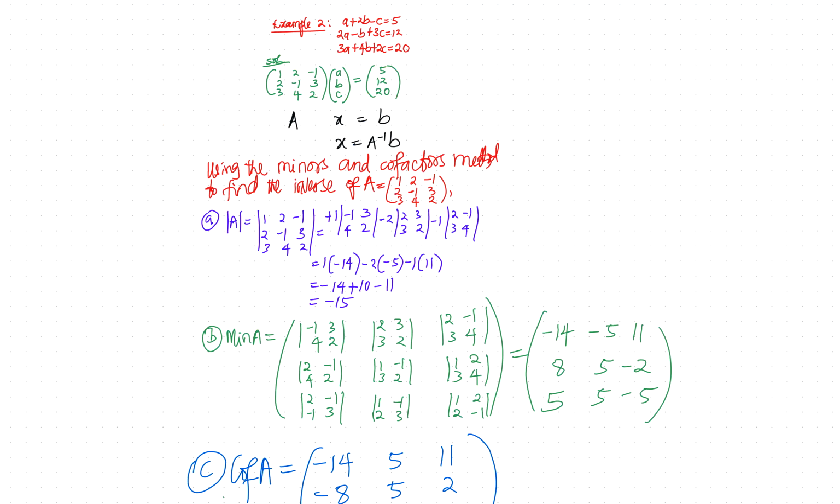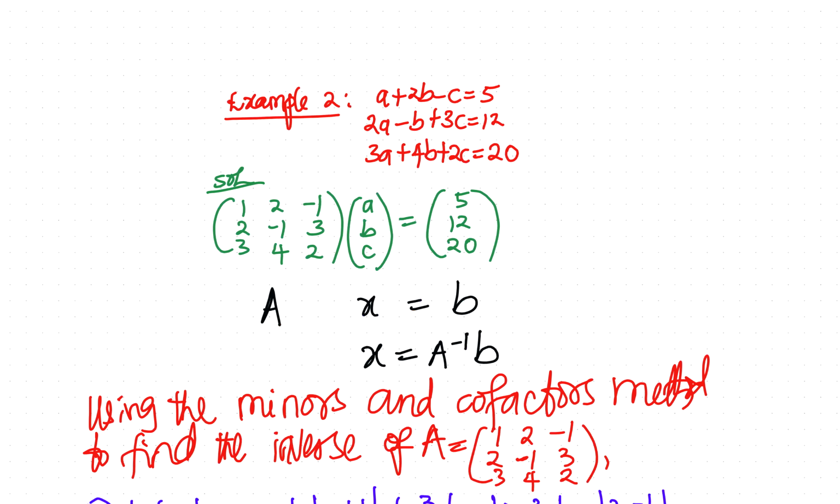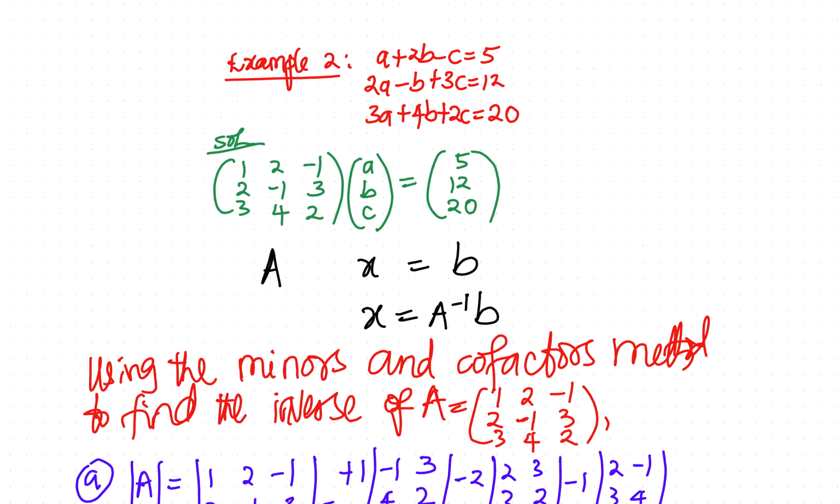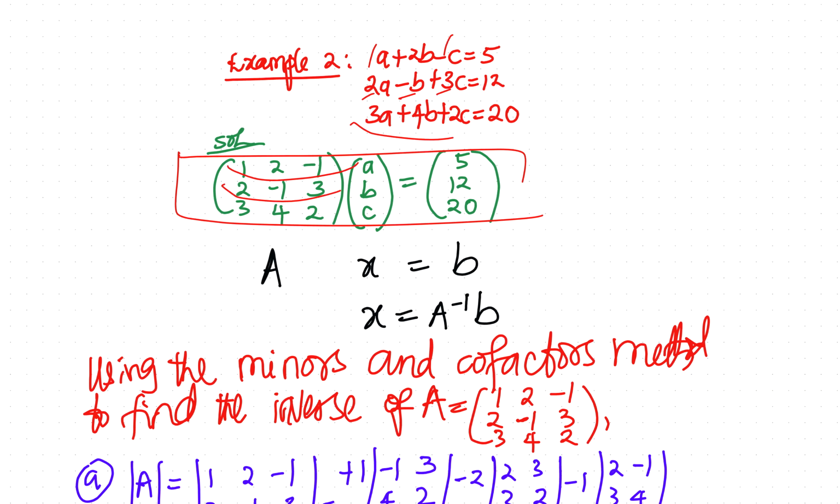Example 2 now. I think it's the same example like in the second video for 3 by 3. So again, we are looking for a plus 2b minus c equals 5, 2a minus b plus 3c equals 12, 3a plus 4b plus 2c equals 20. And then, of course, it's easy to just convert it into a matrix form like this. Just pick the coefficients: 1, 2, minus 1 for the first one, 2, minus 1, 3 here, then 3, 4, 2 here. And then you have a, b, c, the column vector, and the right-hand side, 5, 12, and 20.